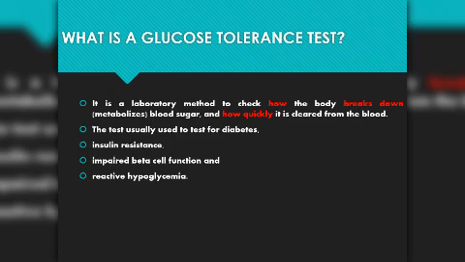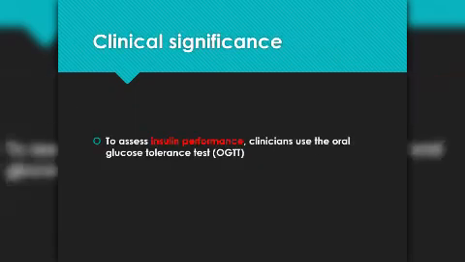What is a glucose tolerance test? It is a laboratory method to check how the body breaks down blood sugar and how quickly it is cleared from the blood. The test is usually used to test for diabetes, insulin resistance, impaired beta cell function, and reactive hypoglycemia. Clinical significance of the glucose tolerance test is to assess insulin performance. Clinicians can use the oral glucose tolerance test, or OGTT.